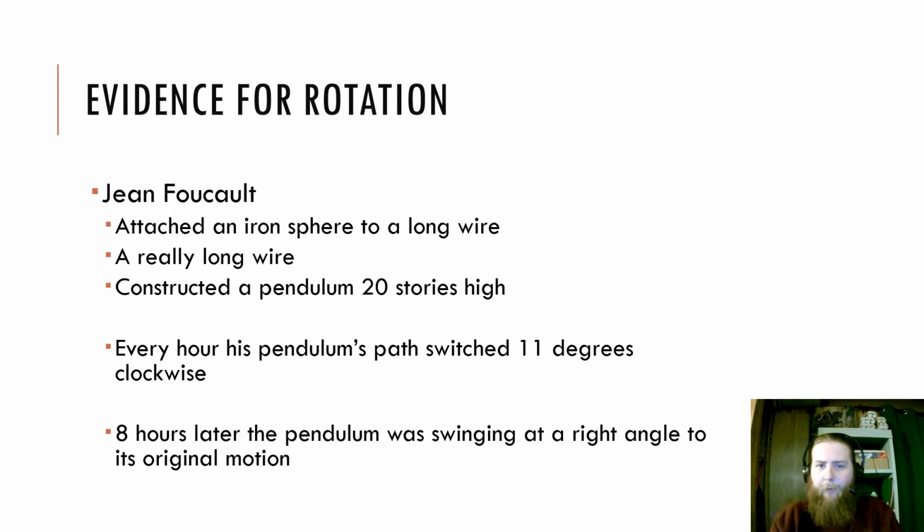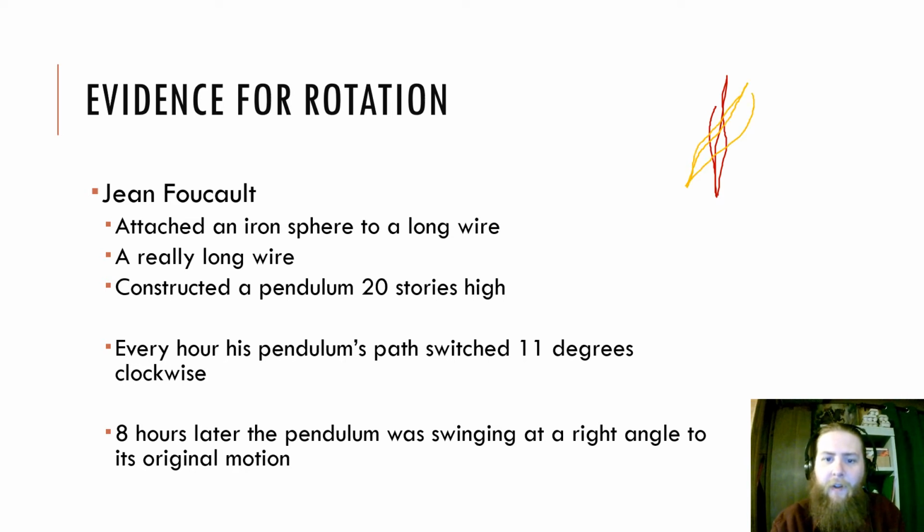There is some evidence for rotation other than the day cycle. Jean Foucault attached an iron sphere to a long wire, like 20 stories high. And then this pendulum went, and each hour it would switch 11 degrees clockwise. So if it started out here, going back and forth, 1 hour later, it might have been something like this.